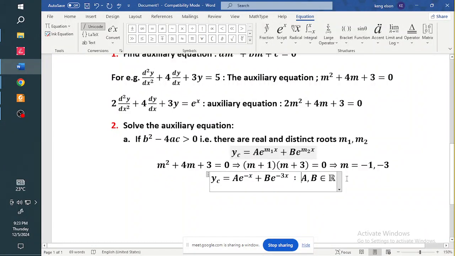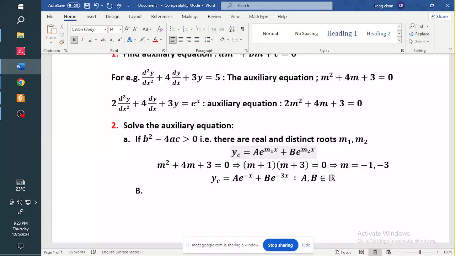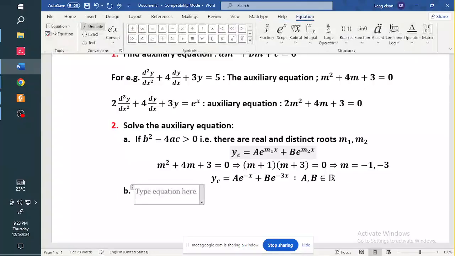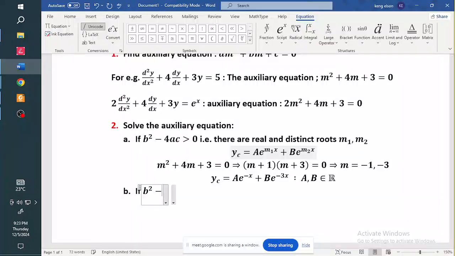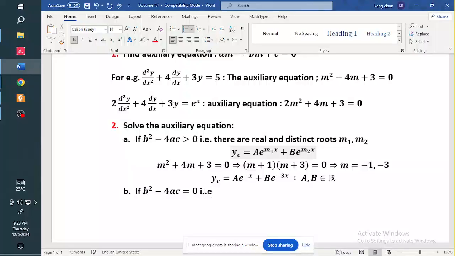Now the second case is when our b squared minus 4ac is equal to 0, that is, there are real and equal roots.